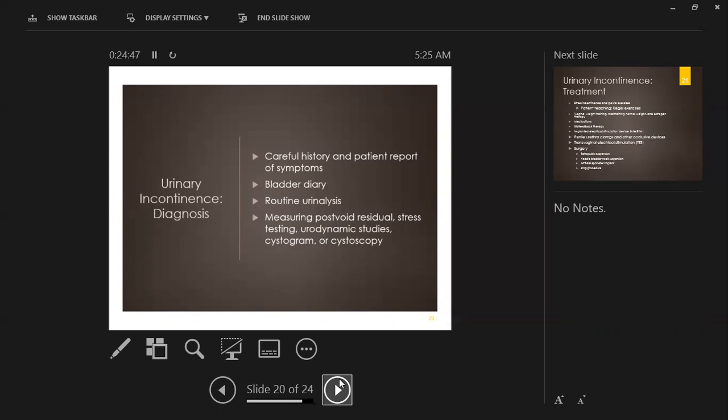Post-void residual, if we have residual within the bladder after voiding, we may have an issue with complete emptying of the bladder. Stress testing, this is going to have your patient bear down, cough, and see if they have any issues with stress incontinence. Urodynamic studies can detect any kind of musculoskeletal issue or hypersensitivity of the bladder. And then cystogram or cystoscopy are going to give us a good visual of what's going on within the urinary system.